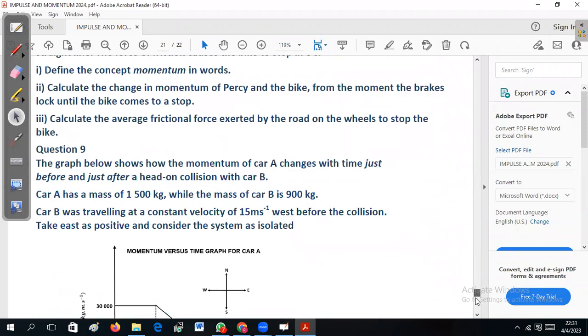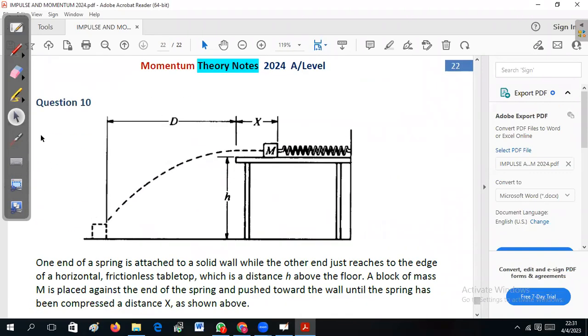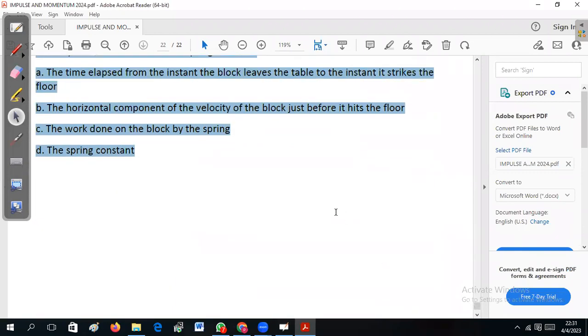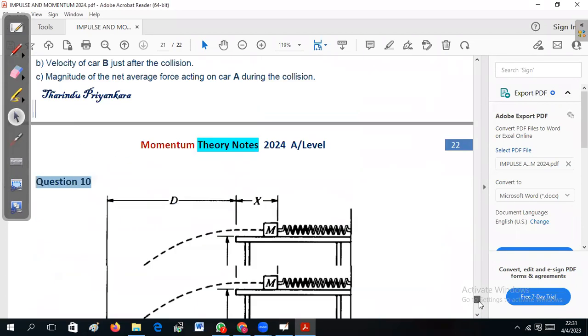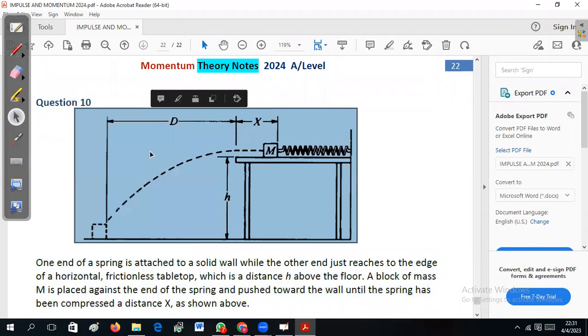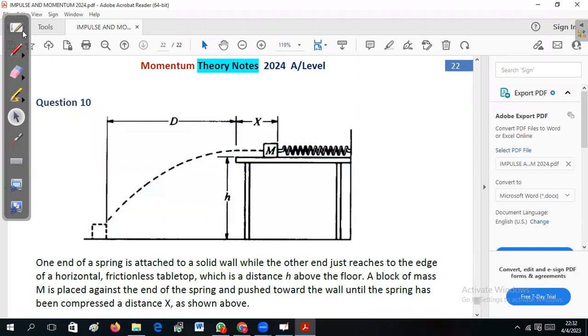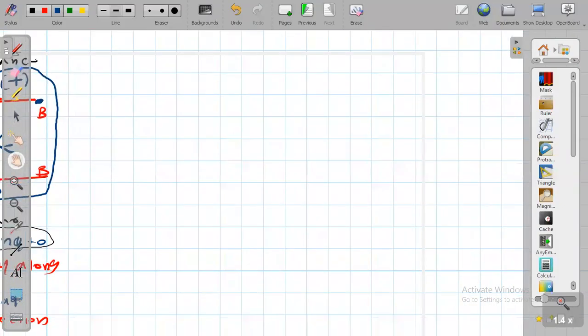Some simple questions are there. You may try. And this is something like the exam model. The last one is the exam model type. In the next week, I will provide you all the hard questions in the world. If you do this set of questions, momentum is going to be one of the easiest lessons you will ever have.